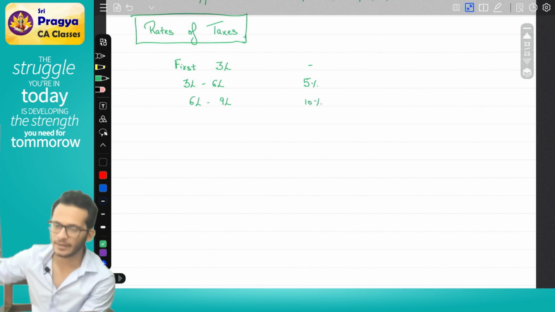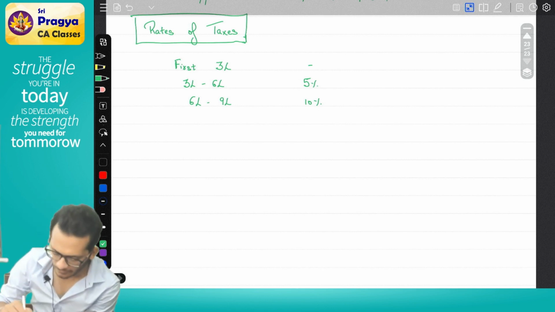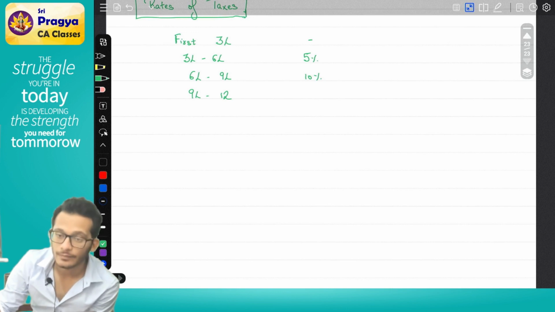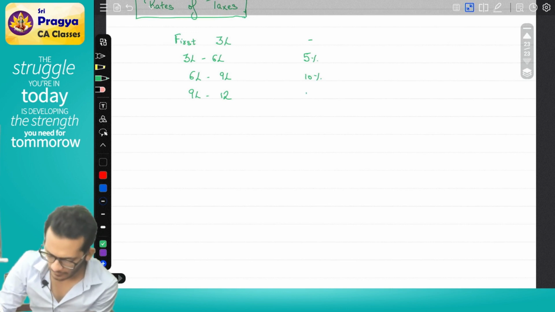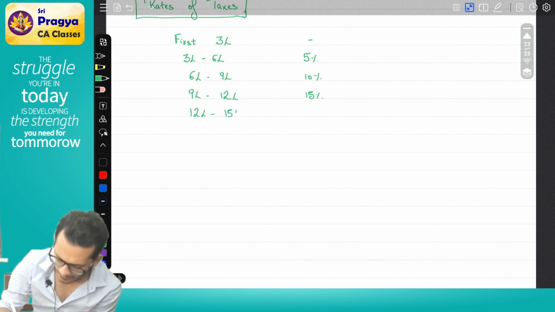If you notice what is happening, your income is increasing by 3 lakhs, your tax is increasing by 5%. Keep that logic. Tell me forward. Next, 9 lakhs to 12 lakhs, how much? 15%. Then 12 lakhs to 15 lakhs, 20%.